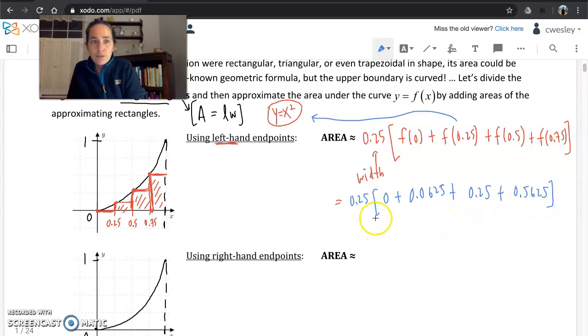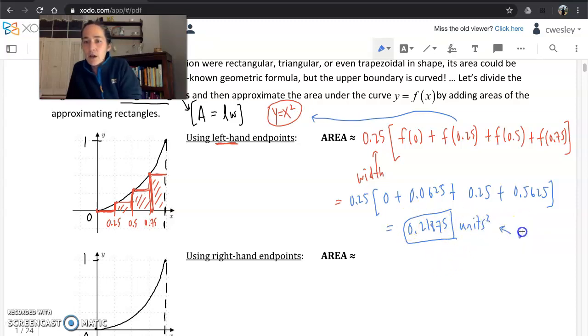Feel free to pause so you can do this calculation on your own. I'm going to write what the calculator gave me. It gave me exactly 0.21875. Now I said exactly, but this is just an estimate. We'll put square units on it because we're talking about an area approximation, and I would call this an underestimate. If I look at the picture, I see that there's chunks of empty space that weren't accounted for. So I want to, like I said, fix that.